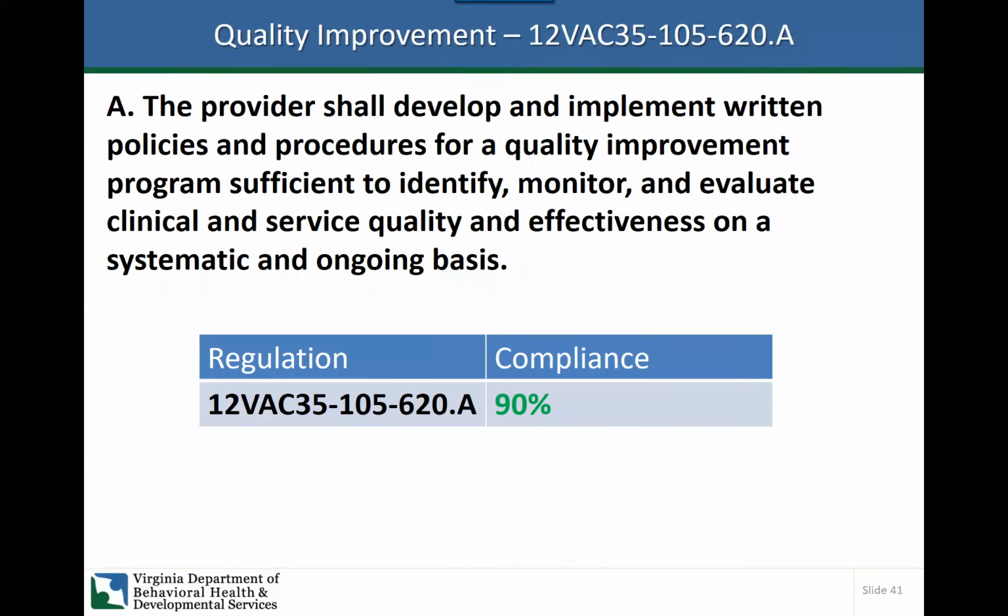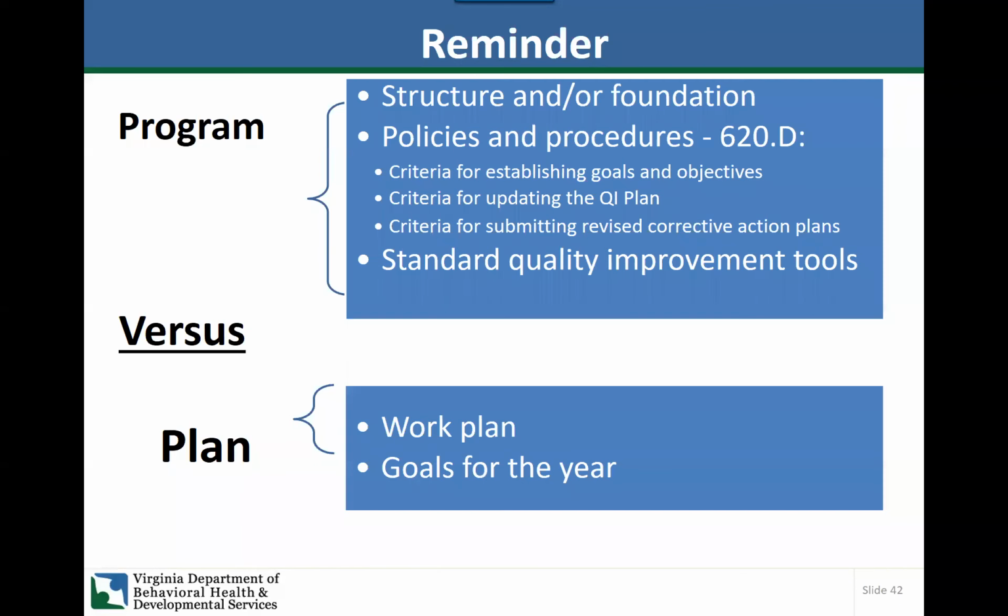However, I want to remind providers on the next slide the difference between a program and a plan. So your program is your structure and/or foundation for your quality improvement program, right? It's policies and procedures that include 620D, which we will go over later. It may include the quality improvement tools that you use. But your plan is a work plan or roadmap for the year, and that includes your goals. So just emphasizing that again, and then we'll move through all the rest of the 620 regulations.